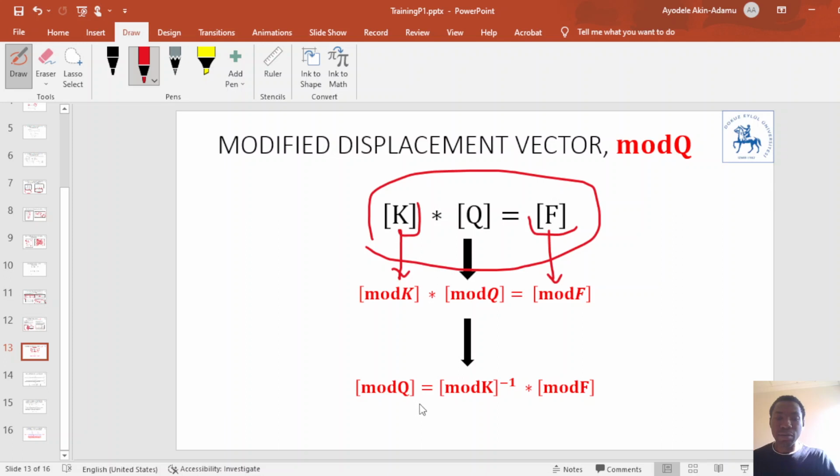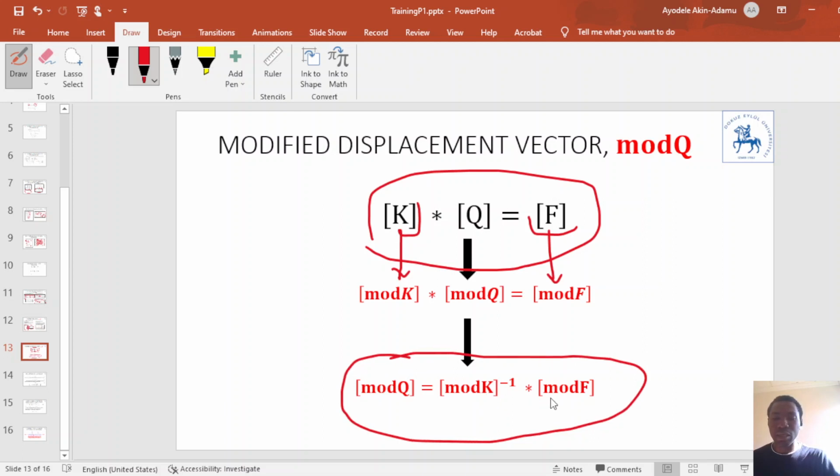So if we change K and F, our modified displacement vector can be defined as this: the inverse of mod K times mod F, the false vector. Here mod K is very invertible. So this is how we calculate the displacement quantity for a one-dimensional problem using the finite element procedure. So this is the formula we use.